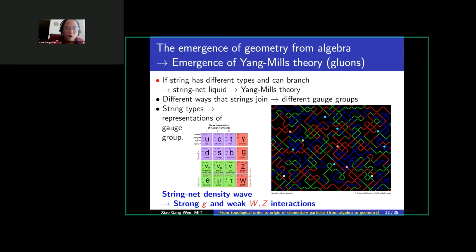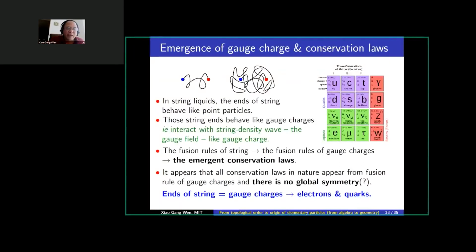And also, this end of a string behaves like a gauge charge, which couples to the electromagnetic field, the string density wave, and the Yang-Mills equation, just like a gauge charge. So this string-net liquid kind of simulates the standard model. That's the main message: if you start with a qubit ocean, we design the Hamiltonian such that the qubits form some kind of string-net liquid. Then from the string-net liquid, we can have the Yang-Mills equation and the Maxwell equation, and also Fermi statistics, and all these properties.